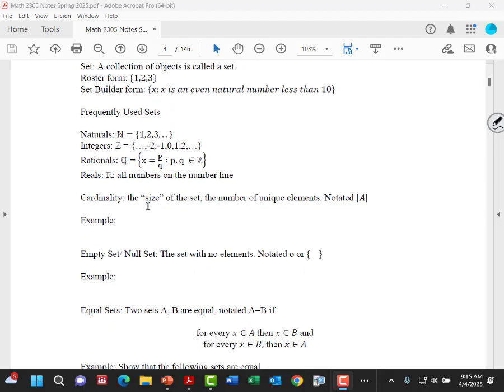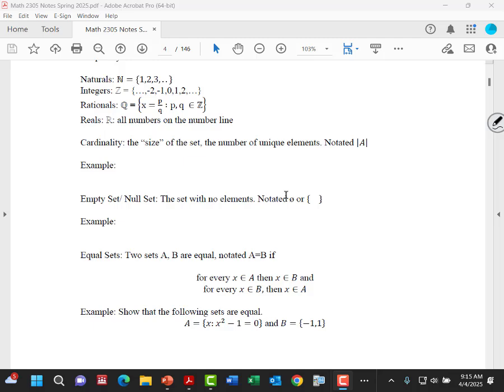A very important definition is something called the cardinality, or the size of a set, which is the number of unique elements in the set. I notate the cardinality with the set name, whether it's set A, B, whatever I'm calling it, with two vertical bars around it. So for an example, if I let set A be the set {1, 2, 3}, then the cardinality of set A is simply 3. There are 3 unique elements in this set.